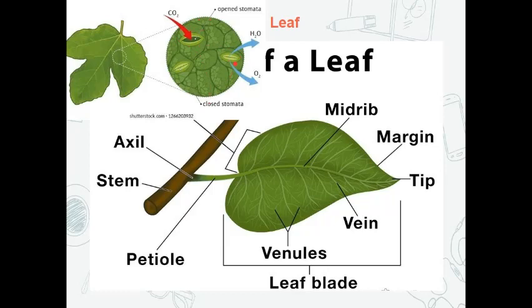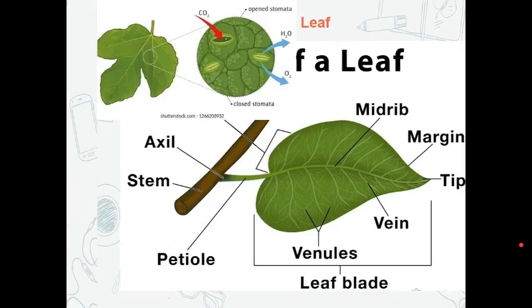Now, these stomata help the plant to take in and let out air. They help the plant breathe. That's right. Do you know what else the leaf does? No. Let us look at what else the leaf does.